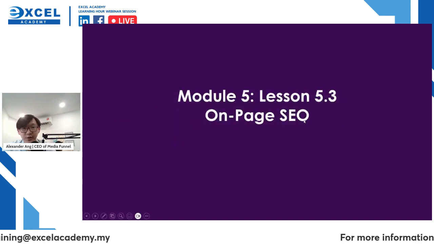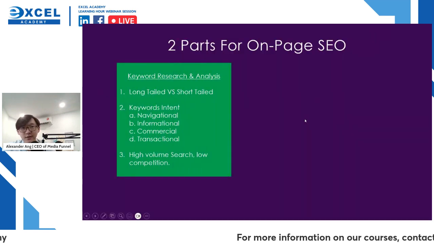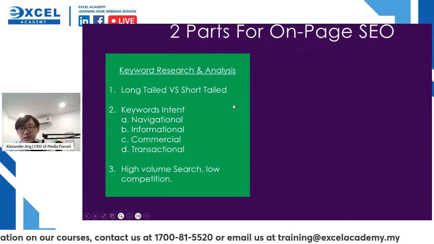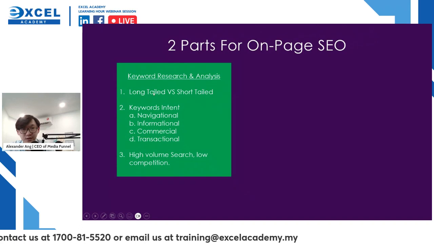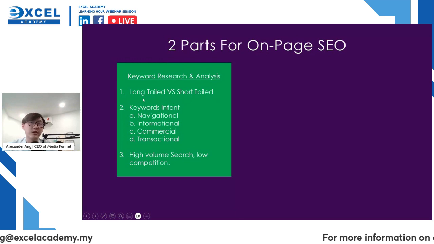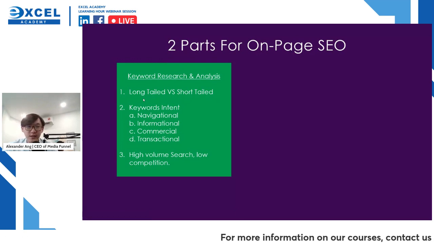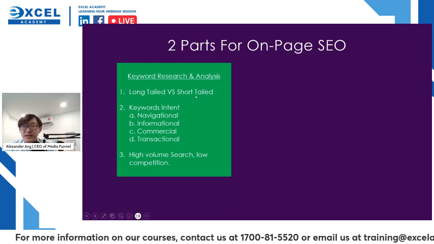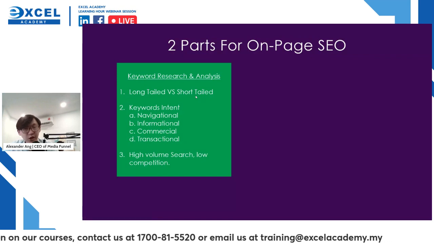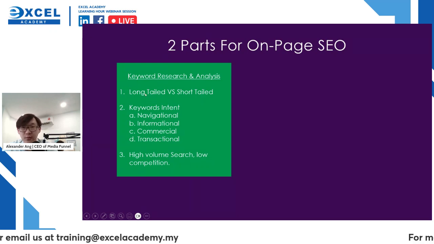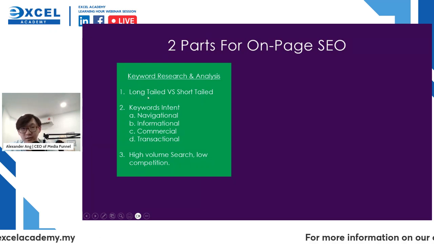Let's take a look at on-page. On-page SEO has two parts. The first thing that you will need to learn is keyword research and analysis. Before we do this, there are certain terms that I would like to introduce to you. The first one is long tail keyword and short tail keyword. This is where you decide how long the keyword is going to be to rank for your website. Short tail means very short, 1 to 2 words, and it's usually more generic. Long tail is more specific. Long tail has 3 words or more, and usually people will rank long tail versus short tail.